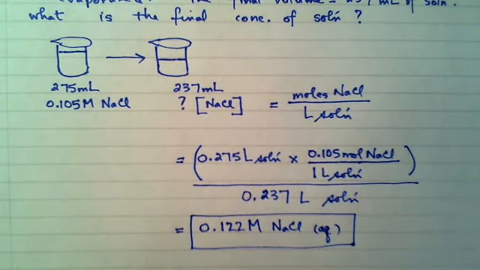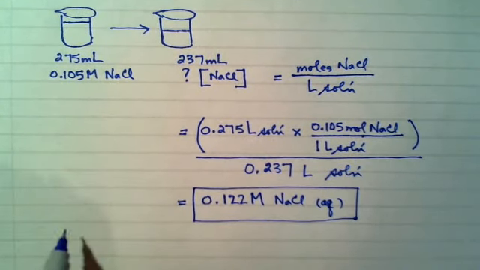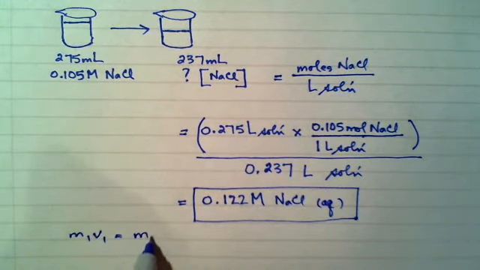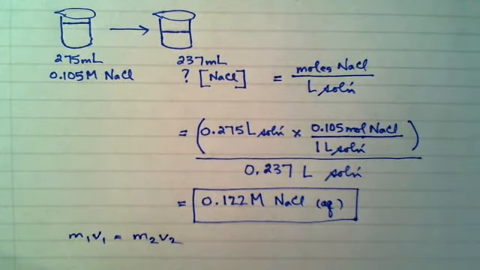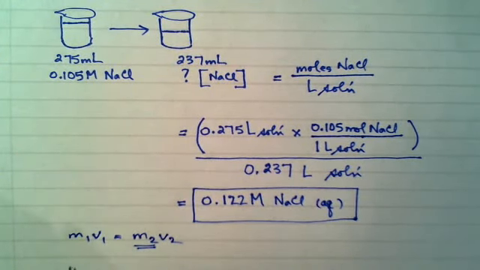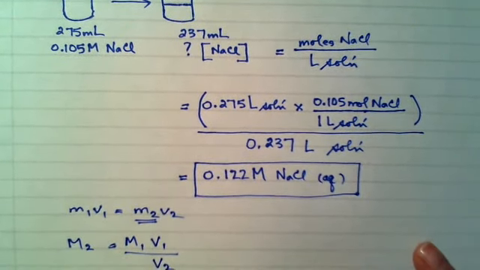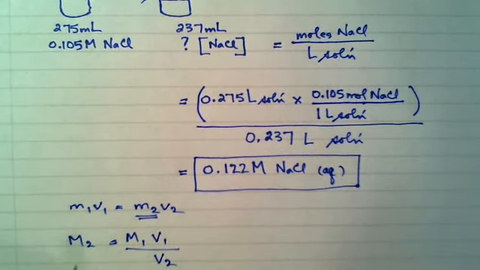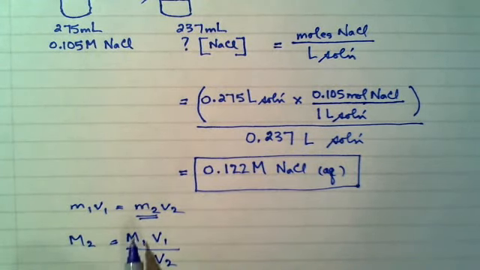So you try this one on your own using molarity 1 V1 equals molarity 2 V2, and you would be solving for the new concentration. So M2 is equal to M1 V1 over V2. So let's just look quickly. The new concentration would be equal to the old concentration times the original volume divided by the new. And isn't that essentially what we did?